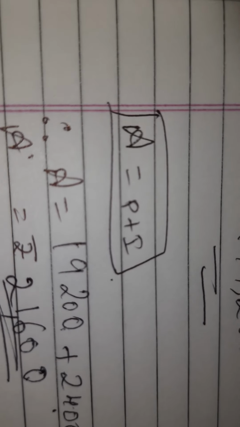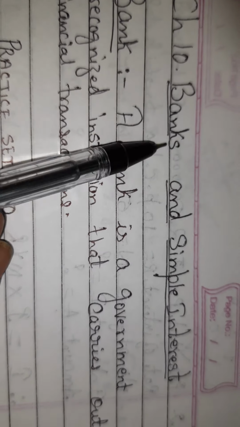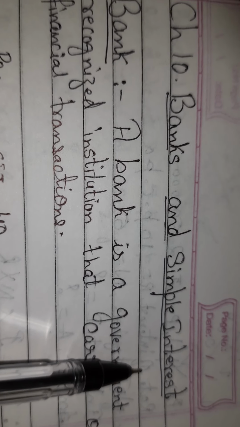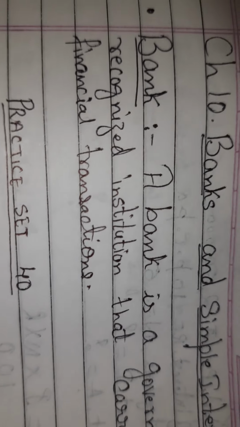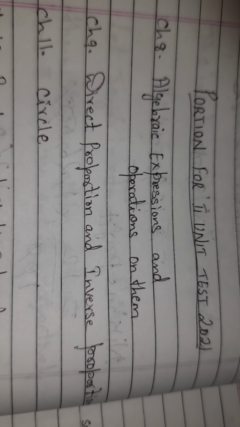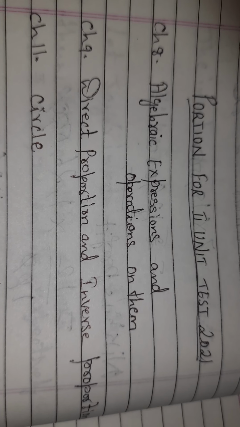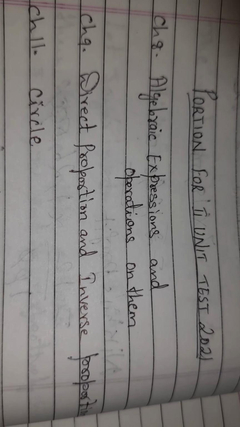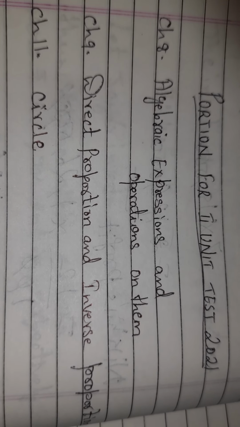And with that, all 5 sums we are done, children. And with this we have completed chapter 10, banks and simple interest. Also we have completed the portion for second unit test. I will just show you the written work. I will of course be posting it in the Google Classroom as well as sending it to your class teachers to post it on the WhatsApp group. So this is the portion for second unit test 2021. Chapter 8, algebraic expressions and operations on them. Chapter 9, direct proportion and inverse proportion. And chapter 11, circle. So these 3 chapters will be asked for 20 marks, children.